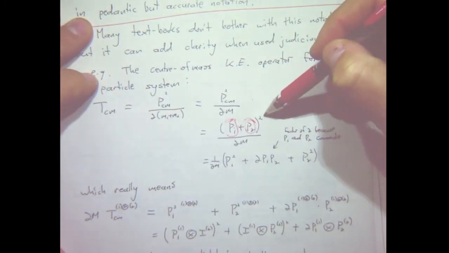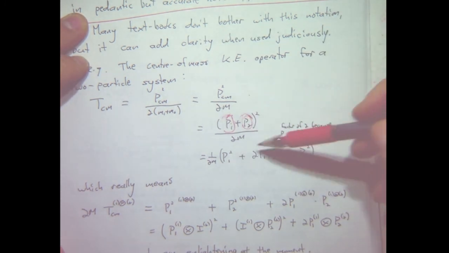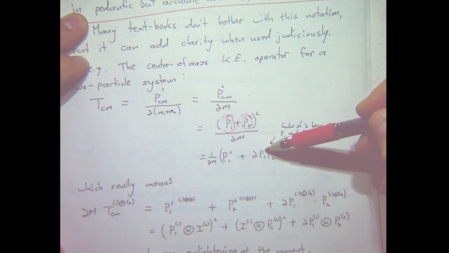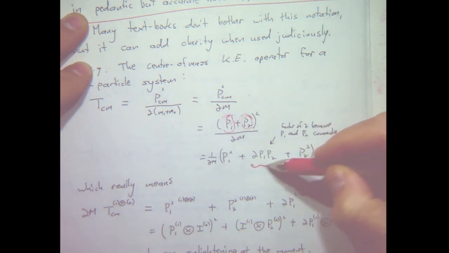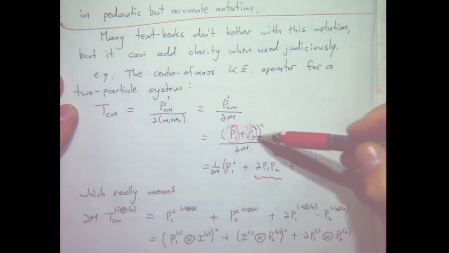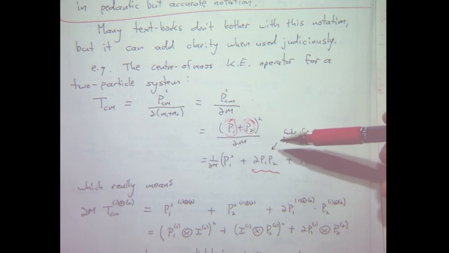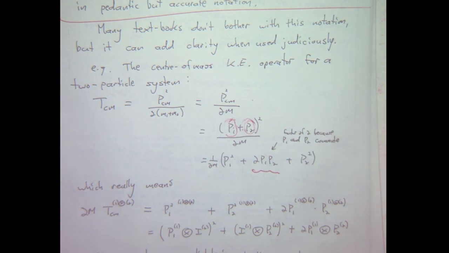The (P1 + P2)² is P1² + 2 P1 P2 + P2², because P1 and P2 commute, because the domains are from different Hilbert spaces. If you just look at that, you might wonder, well, hang on, how come P1 and P2 commute? Well, the reason is the domains are different. Again, it's the domain that matters.